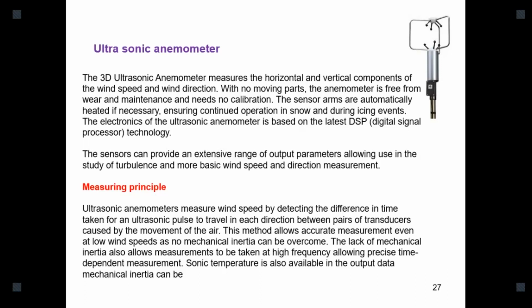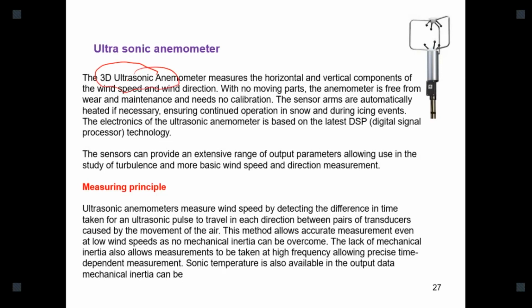Then another important point: the cup anemometer can measure only the horizontal wind speed. I hope you can understand, because the cup is rotating about a vertical axis, it can capture only the horizontal component. Any vertical component cannot be measured by a cup anemometer. But ultrasonic anemometers can measure in 3D. That's the point. The 3D measurements can be found here.